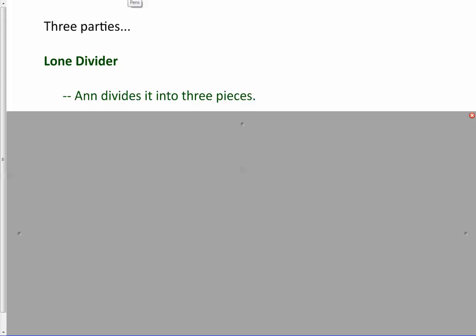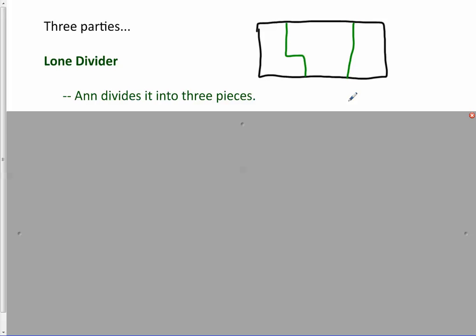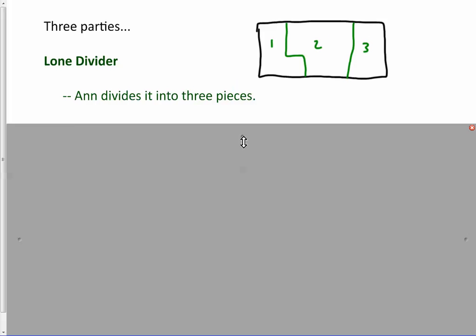So again, let's suppose we have a cake. We'll do a rectangular cake. All right. And the first person, who we will call Anne, divides it into three pieces. So I'll just make up the cut. So maybe she cuts it like that and like that. So we've got three pieces. 1, 2, and 3.